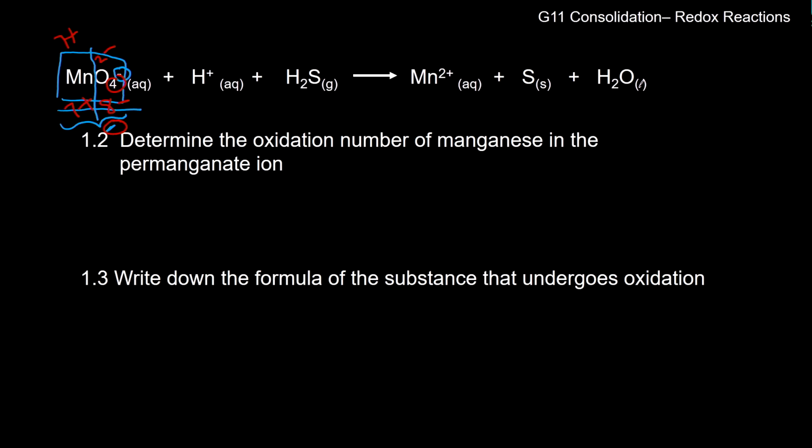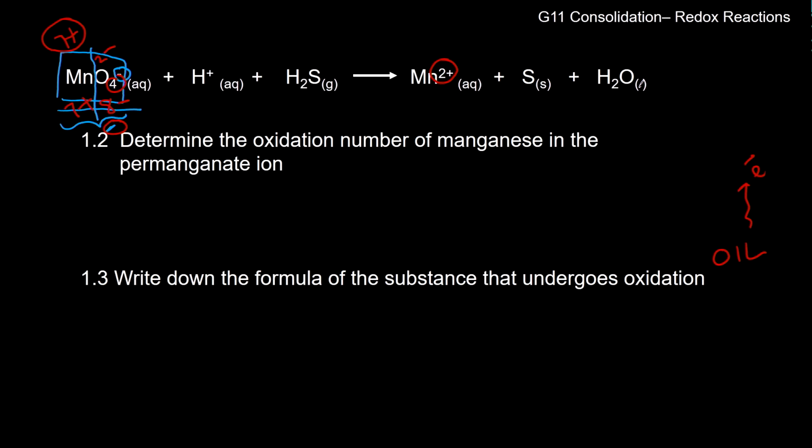The next question: write down the formula of the substance that undergoes oxidation. So oxidation is what? Oxidation is loss of electrons. So electrons are being given away. If we have a look at our equation, we see that manganese, we've already worked out, has got a 7 plus charge. Over here, it has a 2 plus charge. Is it giving electrons away? Is it becoming more positive? No, it is not, because it's going from 7 plus to 2 plus. So what else could we try?